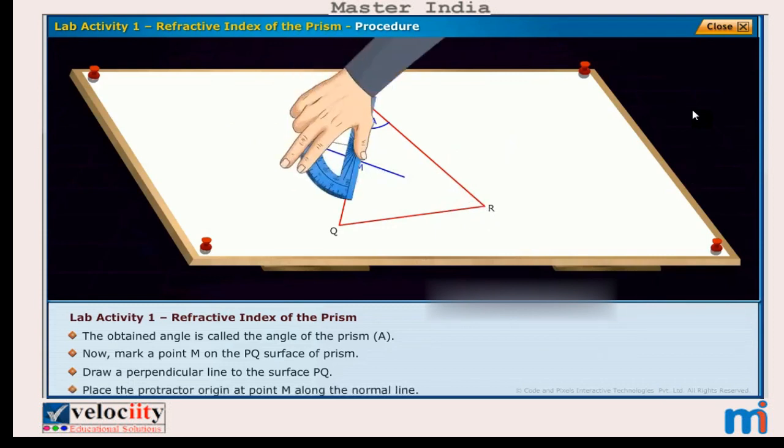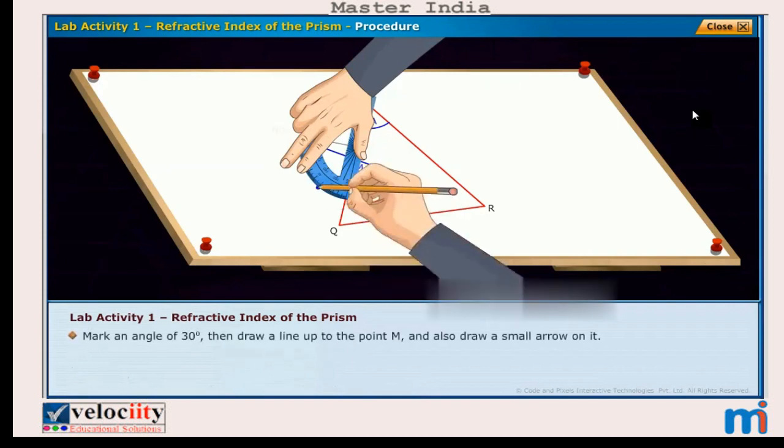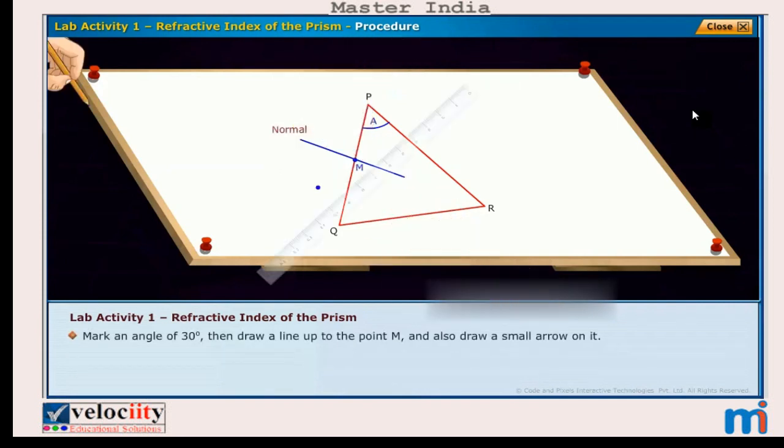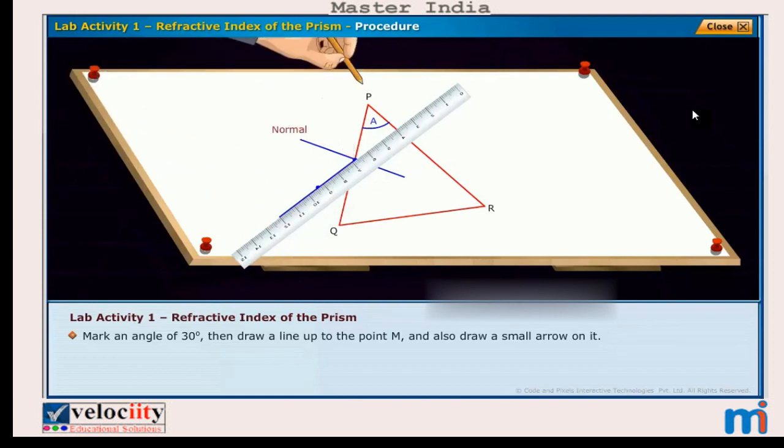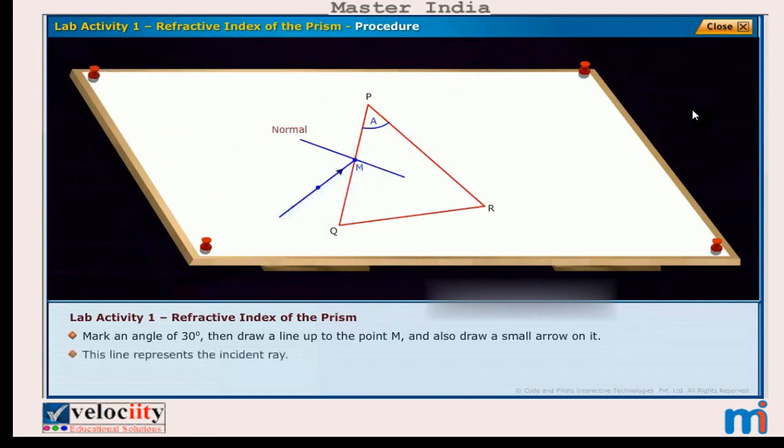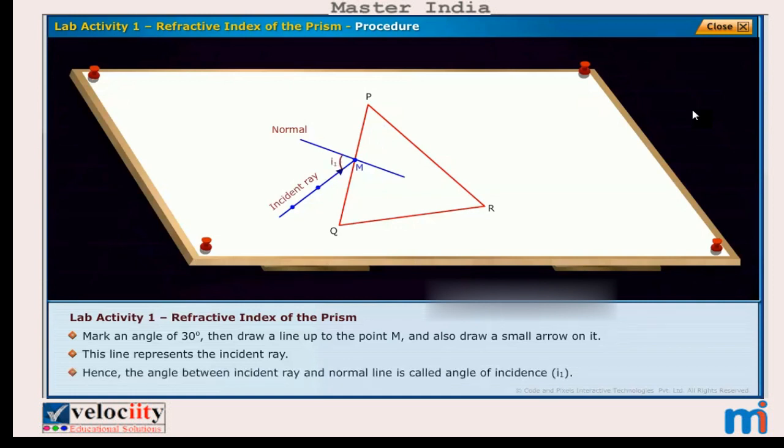Place the protractor origin at point M along the normal line. Make an angle of 30 degrees, then draw a line up to the point M and also draw a small arrow on it. This line represents the incident ray. Hence, the angle between incident ray and normal line is called angle of incidence, I1.